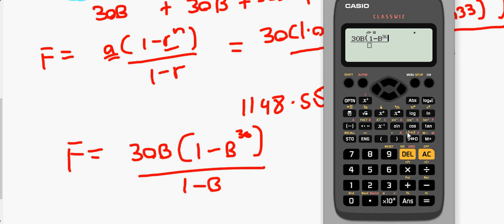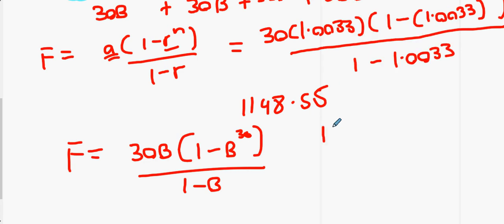Will this be more accurate or less accurate than the answer we just got? Should be more accurate because you have it to more decimal places. 1147.98 is the real answer. But according to that question, they only wanted it to 2 decimal places, so there is a discrepancy. Is that okay? We all good? Alright.